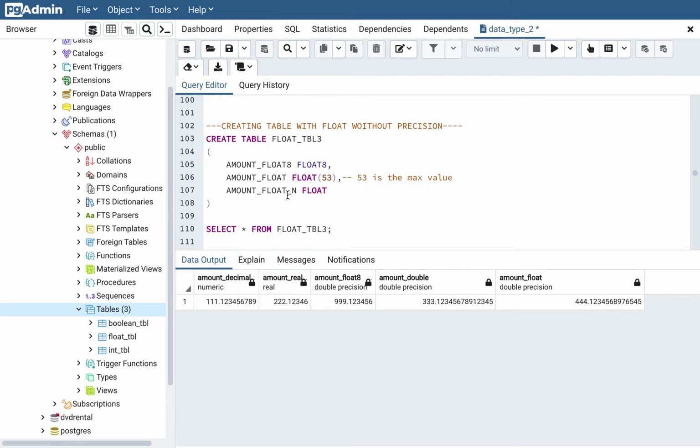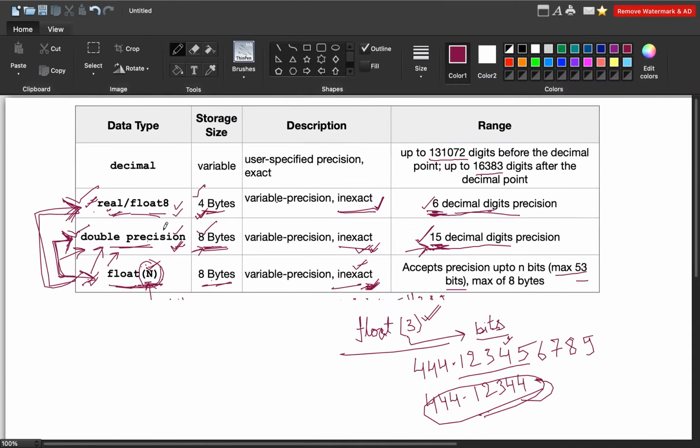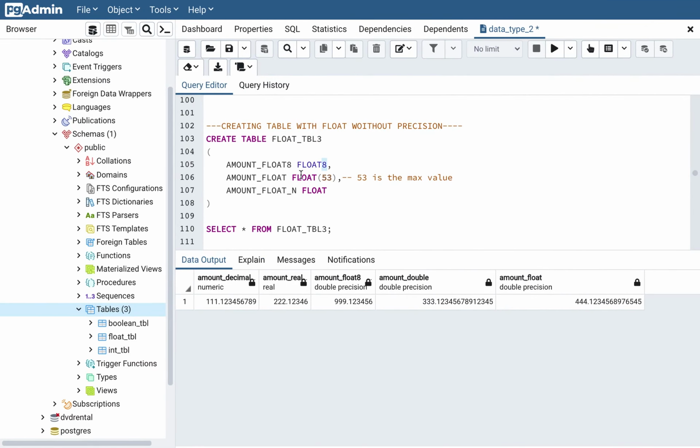Now, there are a few more important things you must remember. First, when it talks about the float data type, if you write float 8, that means you are creating a real data type. You are not creating a float n, right? Second, when you define float 53, this is the maximum value.